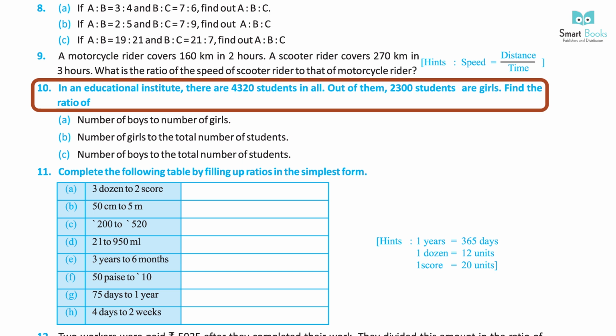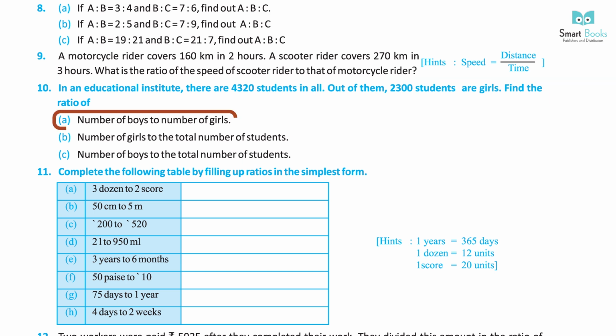Question 10. In an educational institute, there are 4,320 students in all. Out of them, 2,300 students are girls. Find the ratio of A. Number of boys to number of girls. Solution: 101 ratio 115.